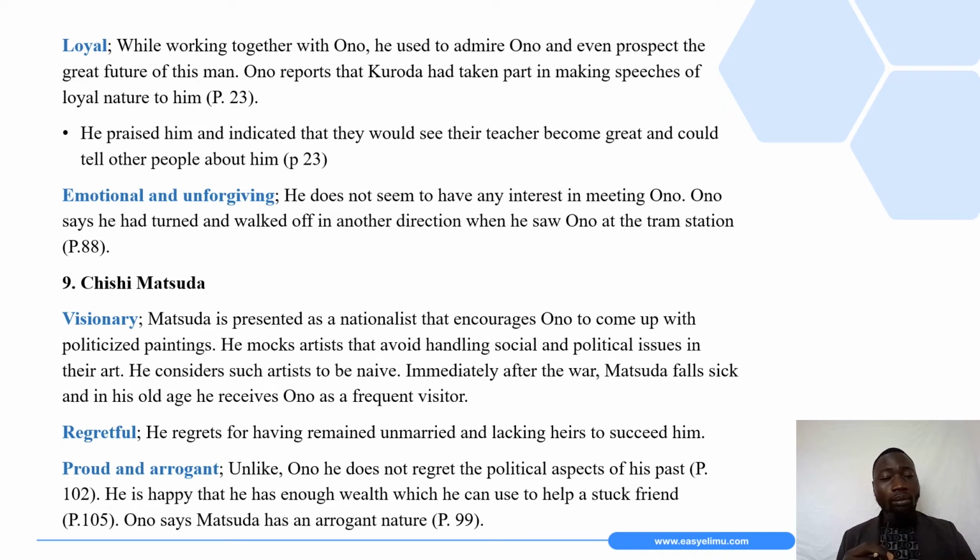So Masuda is also regretful. He regrets having remained unmarried and lacking heirs to succeed him. So again, we are also told that he is proud and arrogant. Unlike Ono, he does not regret the political aspects of his past, and he is happy that he has enough wealth which he can use to help a stuck friend. So still under the same trait, we are told that Ono says Masuda has an arrogant nature.